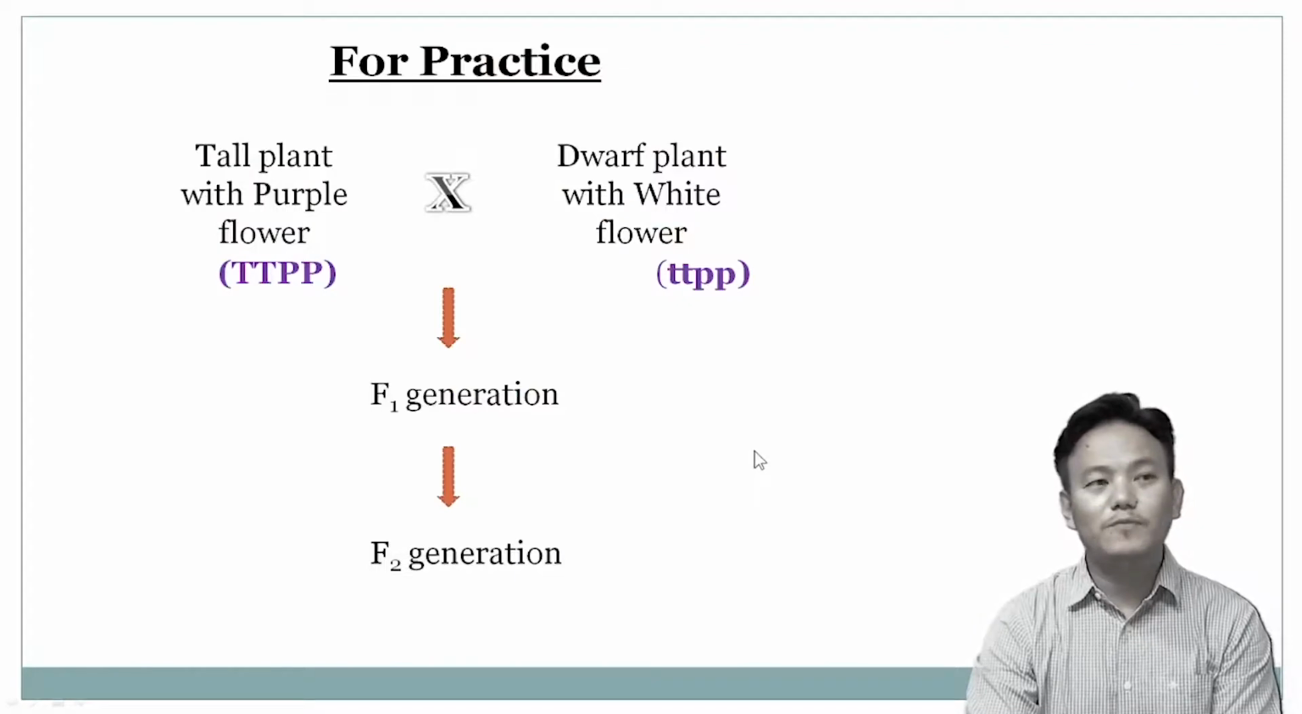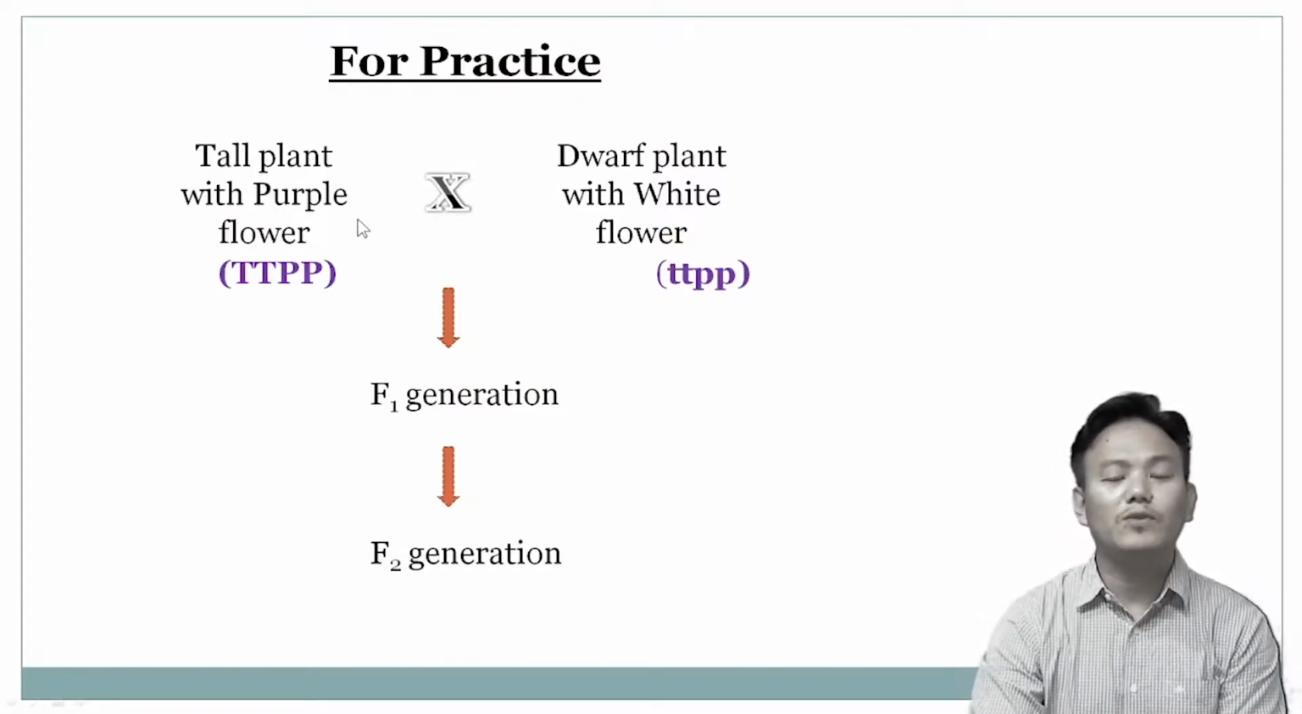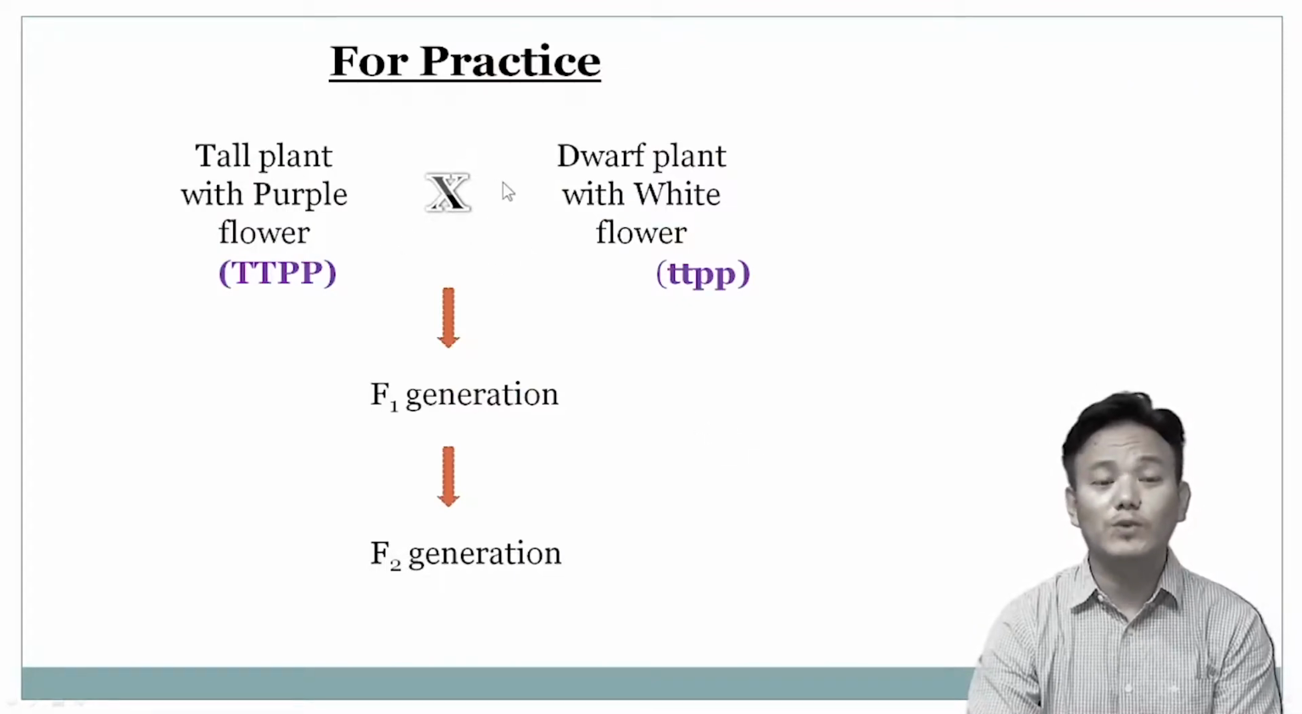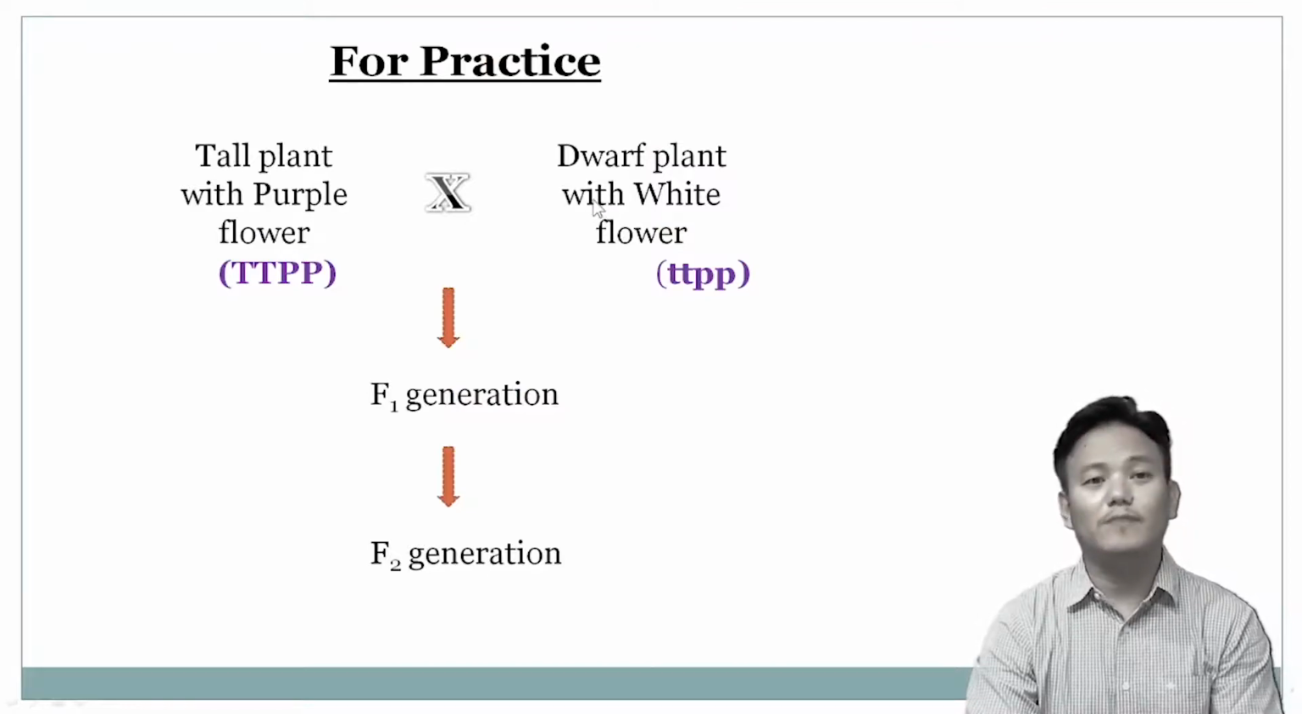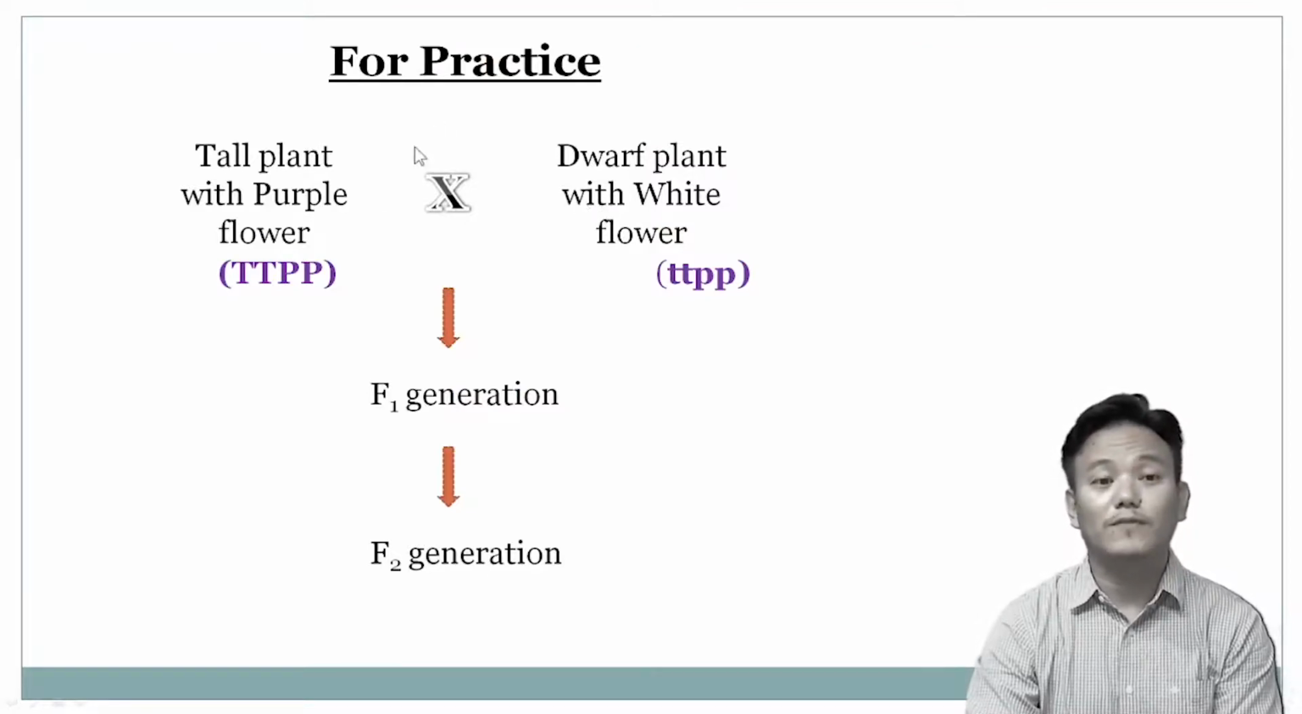So for practice purpose, I have given you this particular cross. You have to do it just like an assignment. If you were in class, I would have asked you to do it in the class itself. For practice, I want you to make a cross between these 2 individual plants. One plant which is tall and produces purple flower, and another plant which is dwarf and produces white flower.